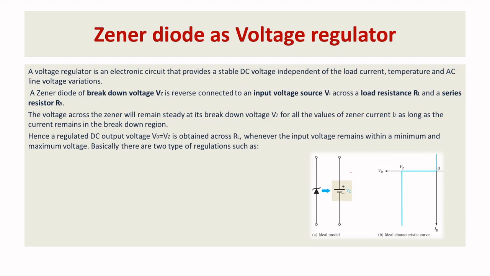Okay, so let me start with what we mean by a voltage regulator. A voltage regulator is an electronic circuit that provides a stable DC voltage independent of changes in the load current, temperature (that is, ambient condition), or AC line voltage variation. So independent of the variation, your output voltage will remain constant. How is it achieved? Because of the Zener diode.